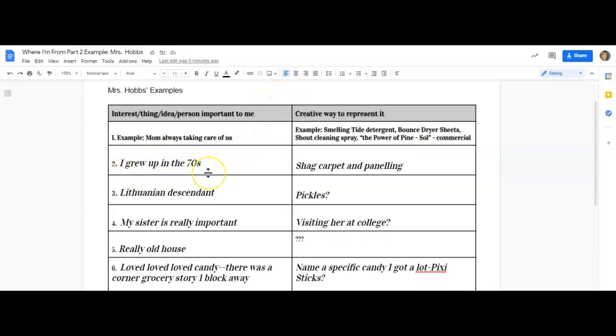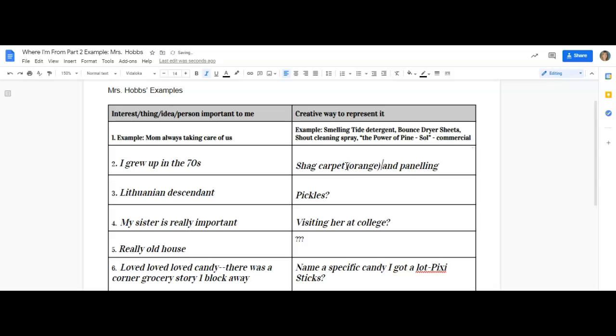So I grew up in the 70s, and I think that's a pretty big part of who I am. And one way that I could use to represent growing up in the 70s is shag carpeting and paneled walls. Now that I'm thinking about it, I should probably put orange shag carpeting.